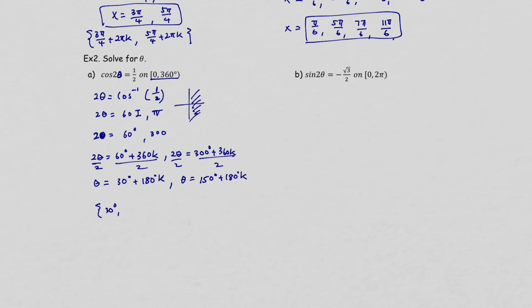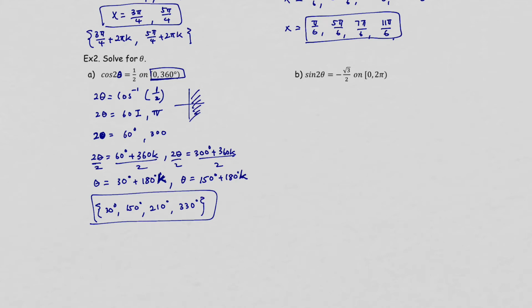So when K is 0, it will be just 30 degrees. This one, when K is 0, will be 150. When K is 1, it will be 180 plus 30, so it will be 210. And 180 plus 150, you get 330 degrees. And one more rotation is going to make it above 360 degrees. So we stop here. And that will be the solution angle.